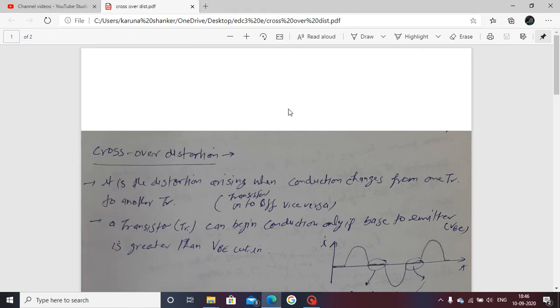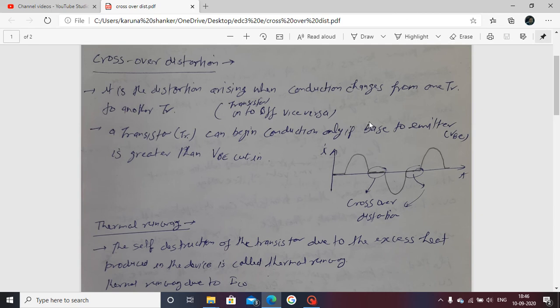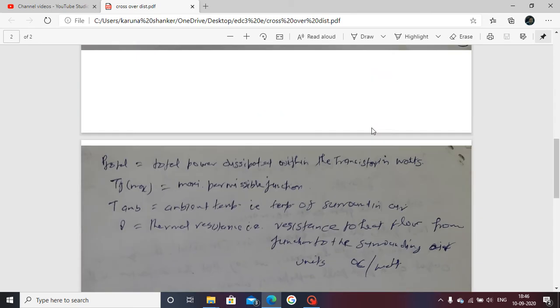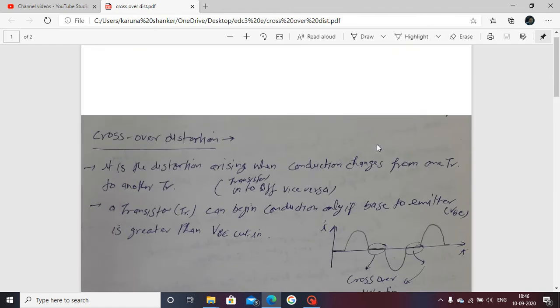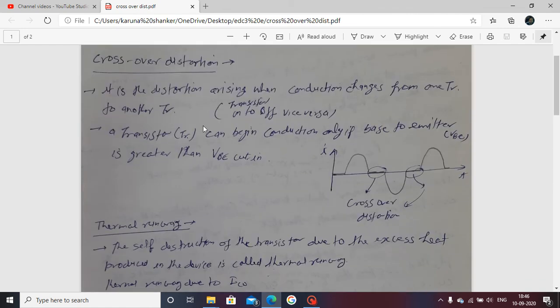Today the objectives are crossover distortion, thermal runaway, and the collector dissipation curve and its importance. Crossover distortion is already defined: it occurs when the transistor changes from the conducting state to the non-conducting state and then returns back to the conducting state. That is the switching of the transistor.